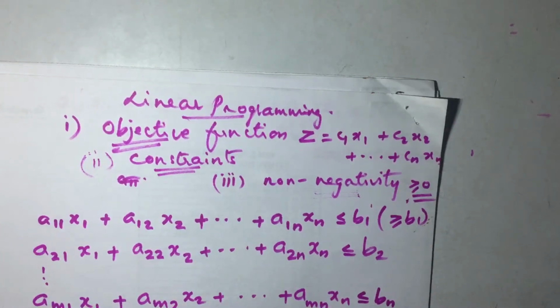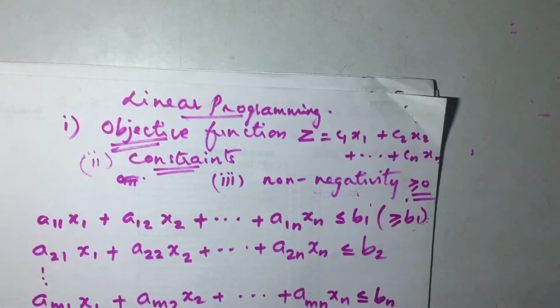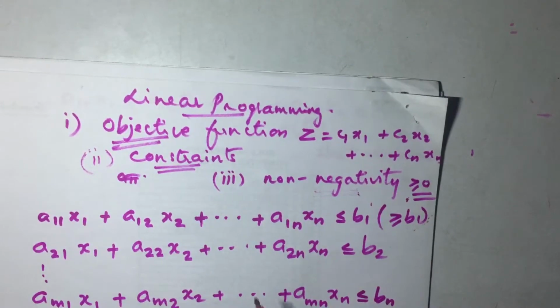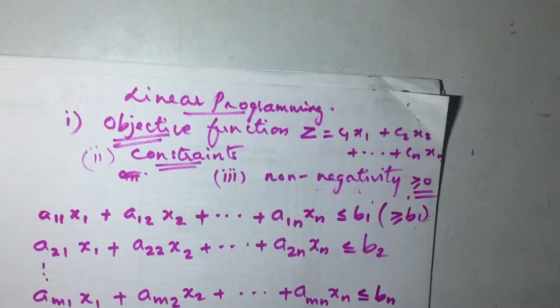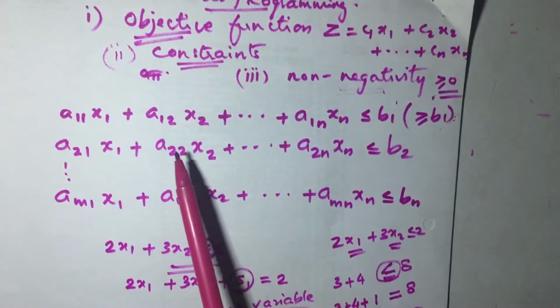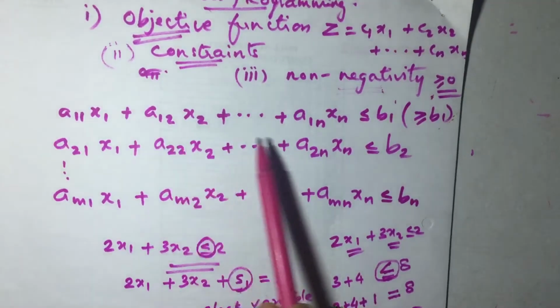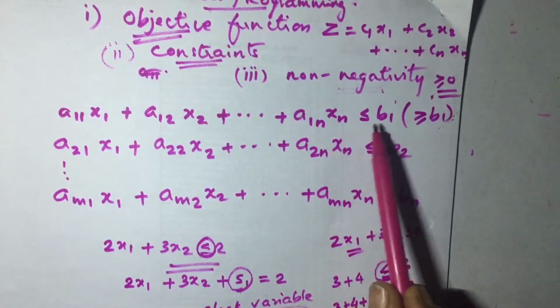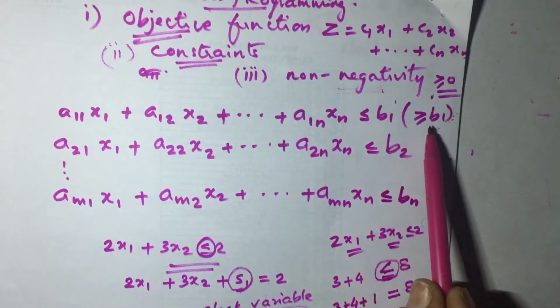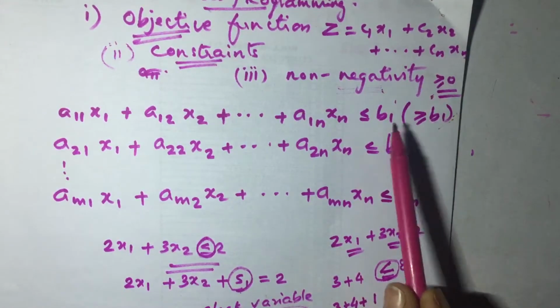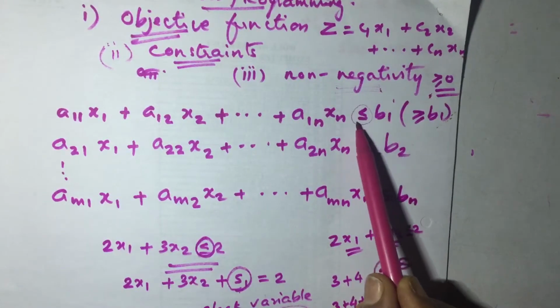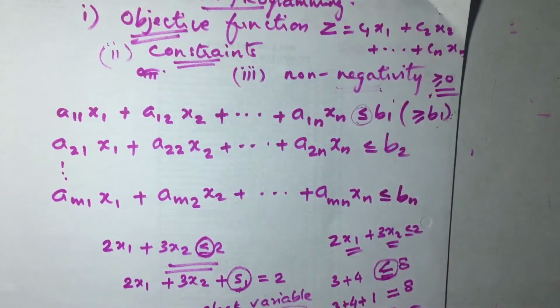Let's continue our topic. We were discussing linear programming, objective function, constraints, etc. Now, if the constraints a11 x1 plus a12 x2 etc. a1n xn is of the type less than or equal to b1 or greater than or equal to b1, then how can you convert this less than or equal to sign to an equal to sign?